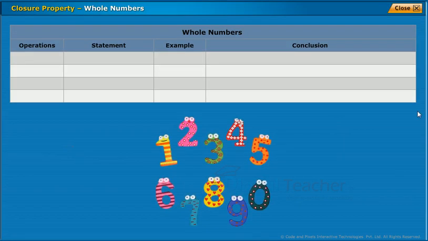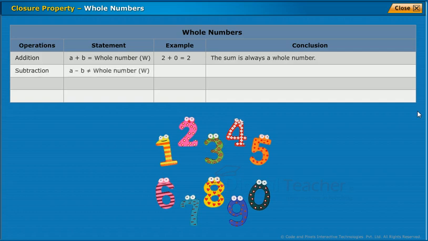Let us see the closure property of operations on whole numbers. Under addition operation, it states that if two numbers are added, their sum is a whole number. For example, 2 plus 0 is again equal to 2. It concludes that the sum is always a whole number. Under subtraction, it states that the difference of two numbers is not a whole number. For example, 3 minus 6 is equal to minus 3, which is an integer. It concludes that the difference is not a whole number.